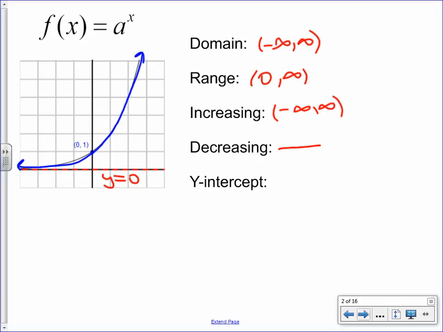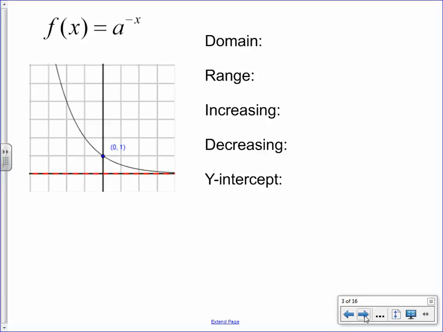Okay? Our y-intercept is going to be at 0, 1. Why would that be the y-intercept? When you take a number to the 0 power, what do you get? 1 every single time. Okay, so our y-intercept is 1. Okay, so this we would describe as exponential growth.